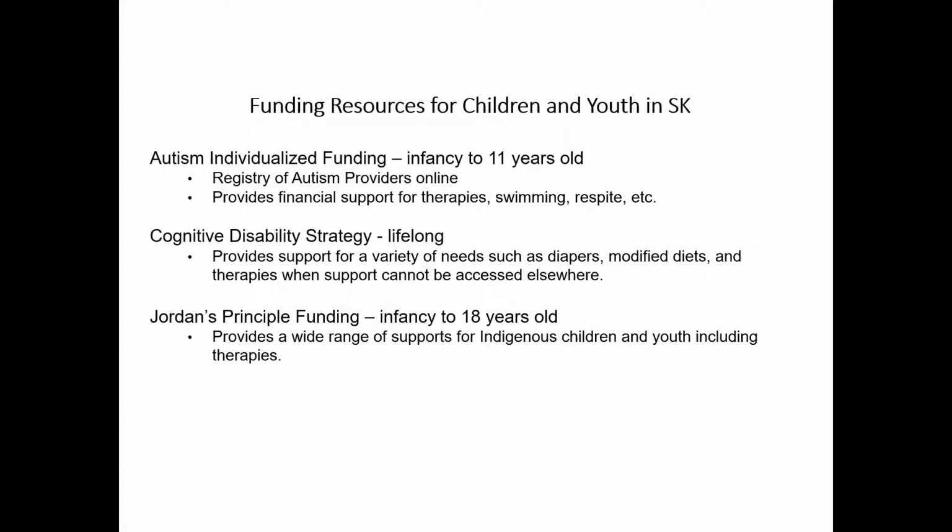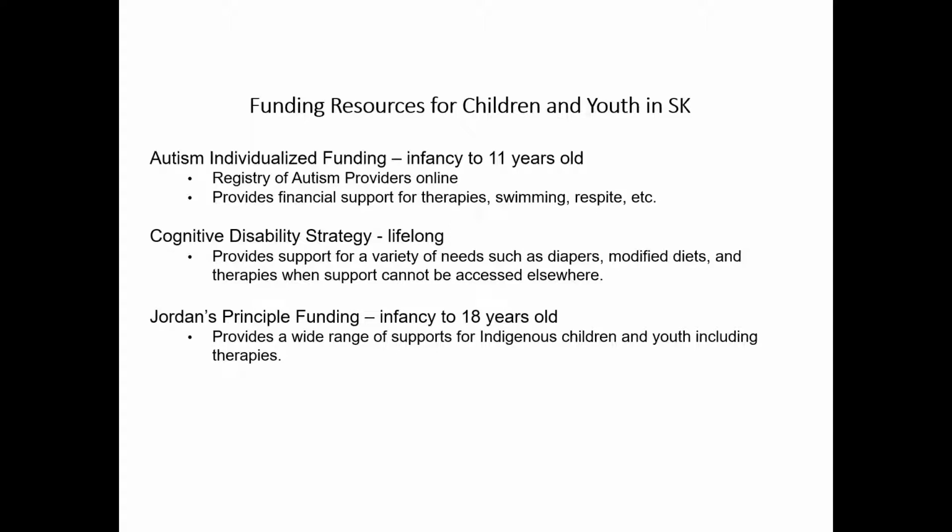There are also funding resources available for autistic children and youth in Saskatchewan. A few years ago, the Government of Saskatchewan introduced the Autism Individualized Funding Program. Children who are 11 years and younger receive funding annually. For children 0 to 6 years old, I believe at the moment they are receiving $8,000 annually, and those who are 6 to 11 are receiving $6,000 annually.